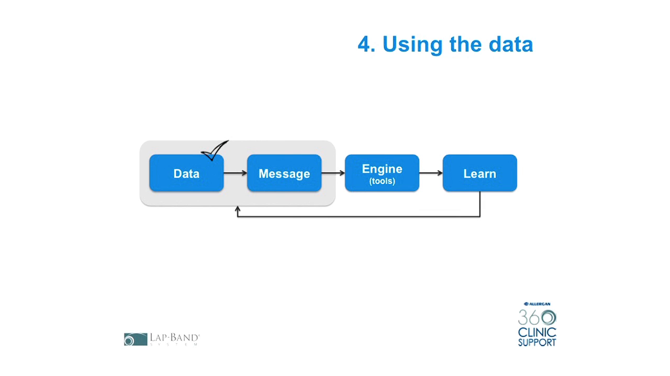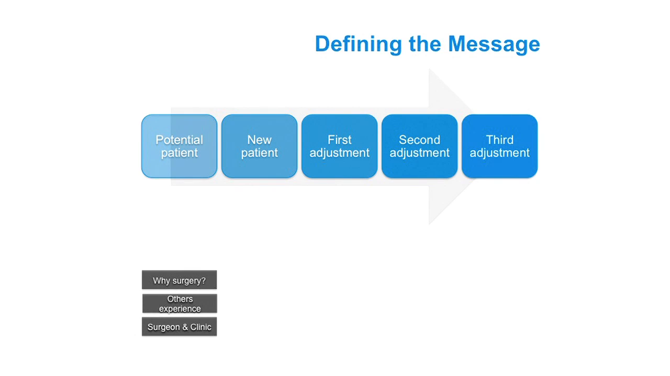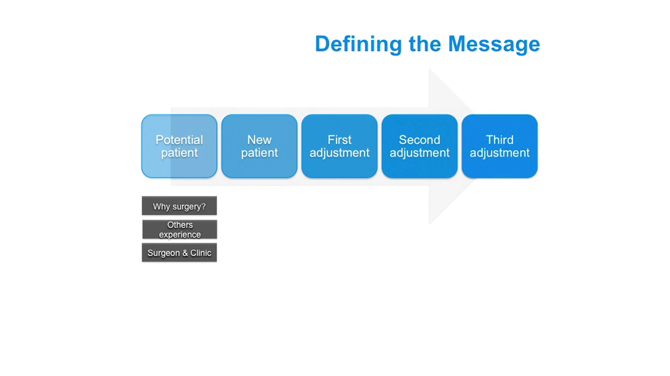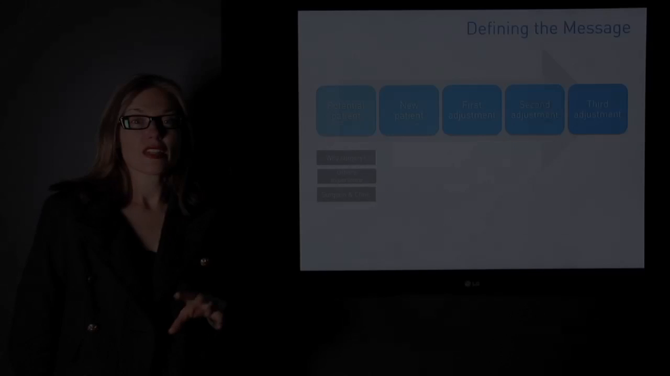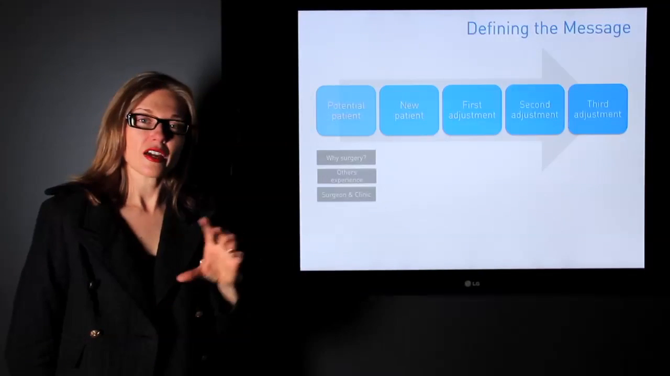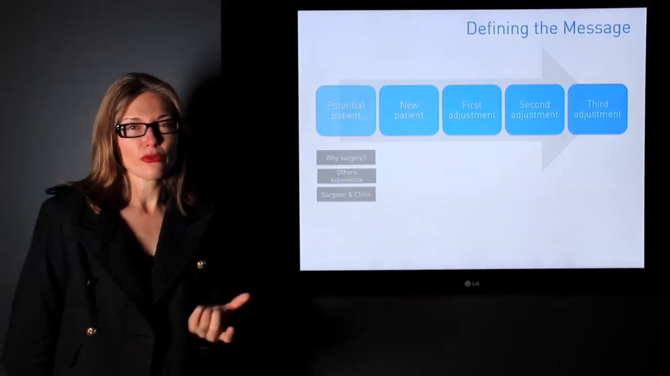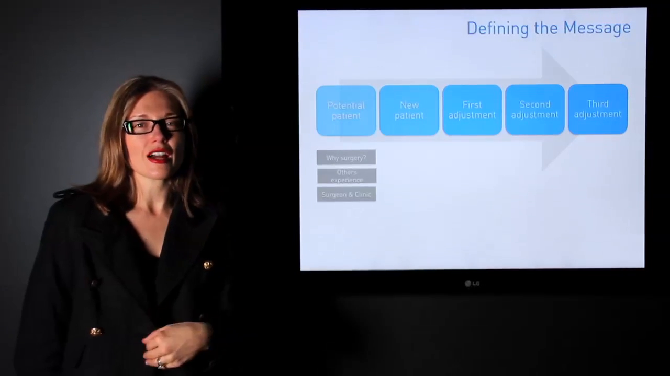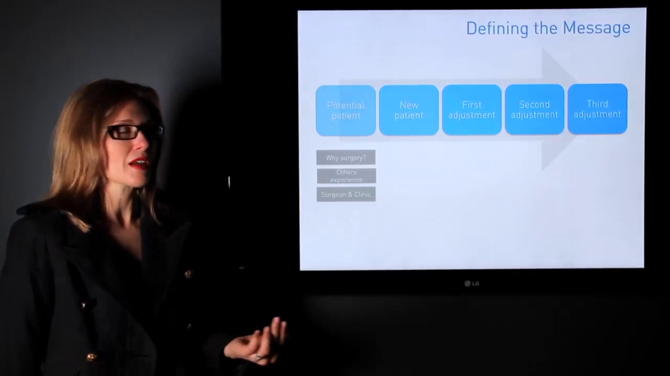We've covered the data in regards to the messaging, and we have looked at the messaging initially, but if we have a look, and again just looking at a typical cycle and a typical journey that a patient has with a clinic, the potential patient may come in, they may look at why surgery, what others have experienced, about the surgeon and the clinic. A lot of this information is actually captured on your website, and you can cut it down and you can add photos to it so that it feels like it is actually tailored for those people.